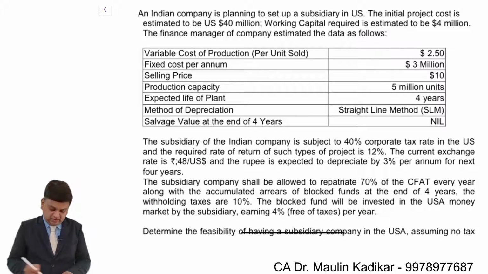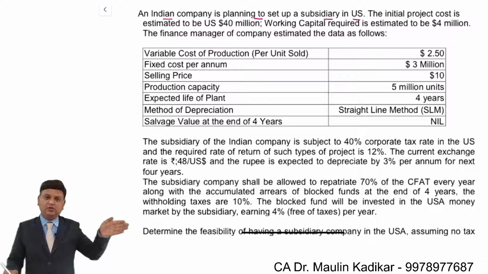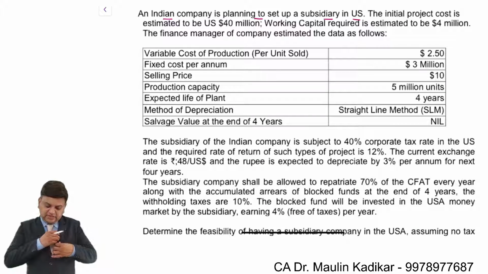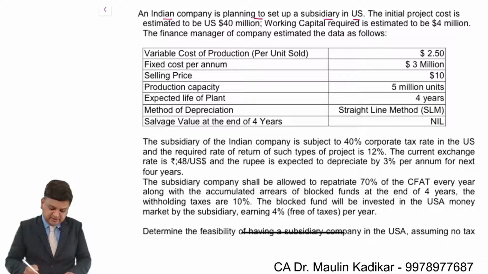Understanding the next question. An Indian company is planning to set up a subsidiary in US. So India is going to take up a project in United States of America. The initial project cost is estimated to be $40 million. Working capital requirement is $4 million.